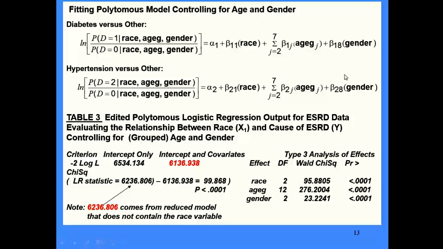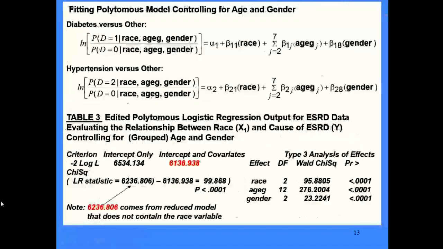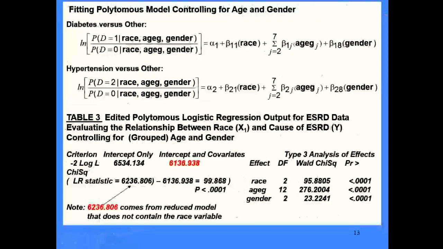What do I have to compare it to? We have to compare it to a minus 2 log L for the reduced model, and the reduced model doesn't have race in it, right? Now, you notice in the output, you see 6534.134. Is that the minus 2 log L for the reduced model? The reason why it's not is because it says intercept only. That's not the reduced model. The reduced model, in addition to the intercept, has these other variables in there. So you're going to have to run a second model, which doesn't have race, but has the other variables you want to control for.